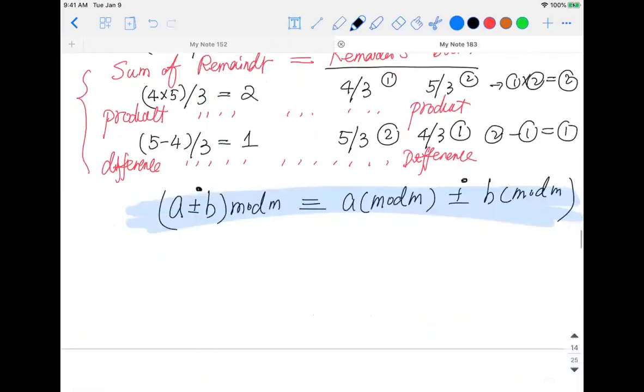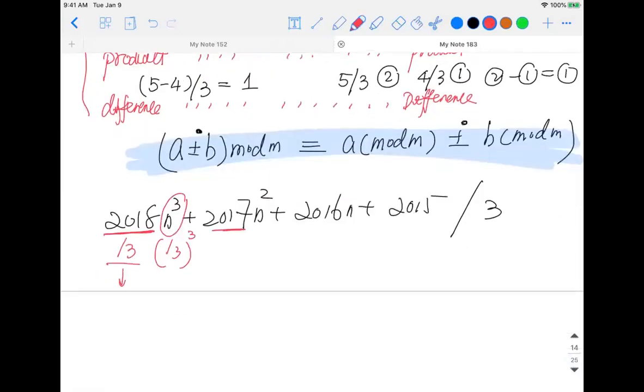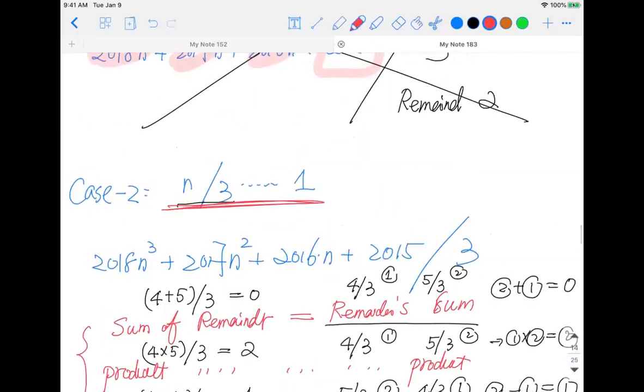Okay? So if that's the case, let me just rewrite it here: 2018, 2017, 2016, 2015. If you want to see the remainder by 3, then you just have to examine one by one. What is N's remainder by 3? But I need to do it 3 times, right? So let me try to do one. 2008, I think the remainder by 3 is actually 1. And N's remainder is 1, right? This is our case number 2: N divided by 3, remainder 1.